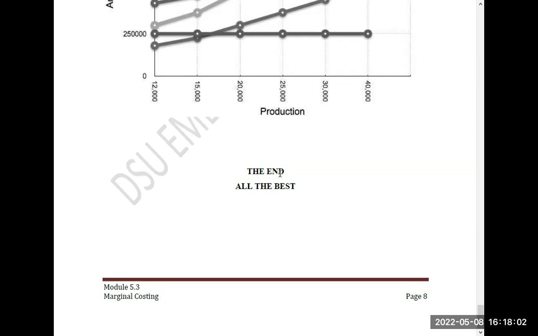The simple equation is sales minus variable cost is equal to contribution. Contribution minus fixed cost is equal to profit. Only this is the equation. If you know this equation, you can play with any numbers by changing it, right to left, left to right, or top to bottom, bottom to top, like that.